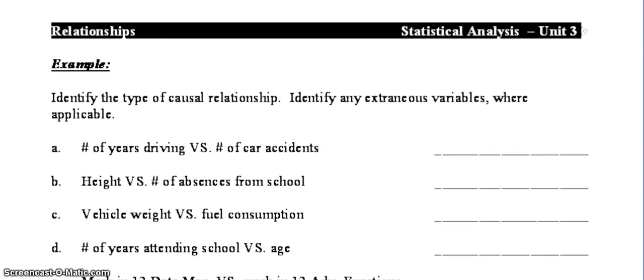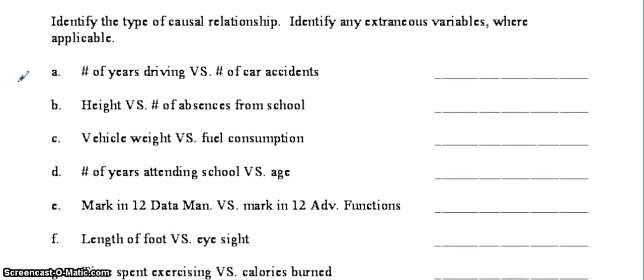So on the next page, there are some examples, and what I want you to do is identify the type of causal relationship, and identify any extraneous variables where applicable. With all of these, decide if it's cause and effect, common cause, reverse cause and effect, accidental, or presumed. Please note that there could be more than one answer for each. It's really more about how you explain yourself than what your answer is. So press pause on the video, try each of these to determine which type of relationship these are, and then come back to the video to check your answers. So press pause now, please.